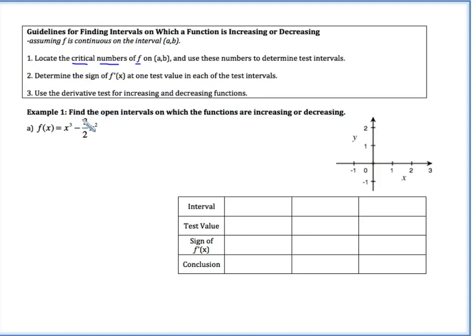So your question is going to say find the open intervals on which the functions are increasing or decreasing. So the first thing we have to do is find the derivative of our function, because we're going to be looking for the critical numbers. So we find our derivative, and this one is 3x squared minus 3x.